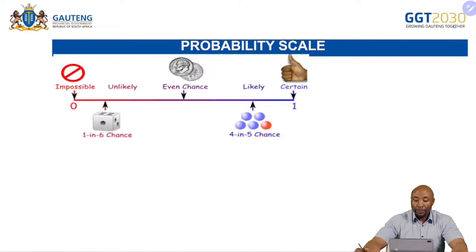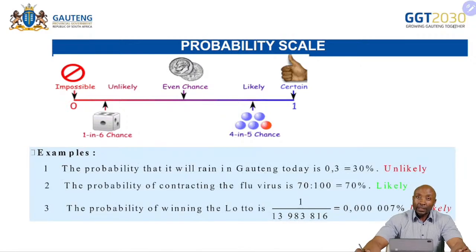And I will start by looking at our probability scale. We said the definition of probability is the measure of chance or likelihood of an event occurring, and it is given by a number between 0 and 1, and that number is a decimal or a fraction, or we can express it as a percentage. If we have a probability of 0, it is impossible for that event to occur. If the probability is 1, we are certain, and if the probability is 0.5, we have an even chance.